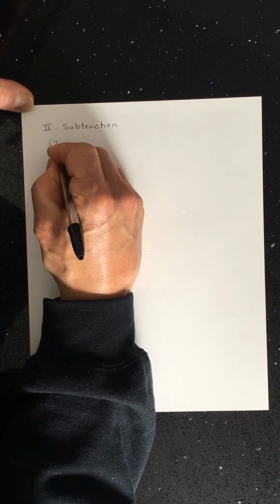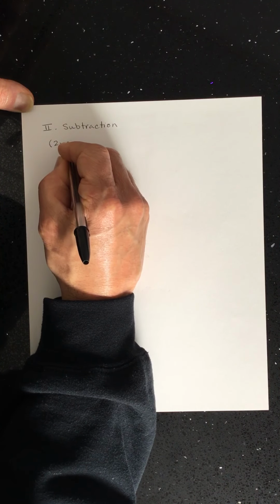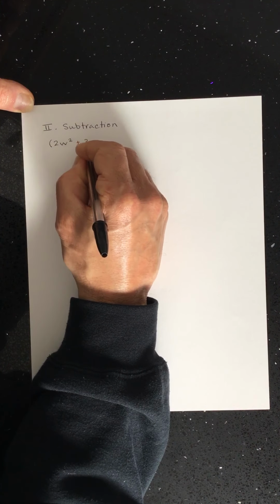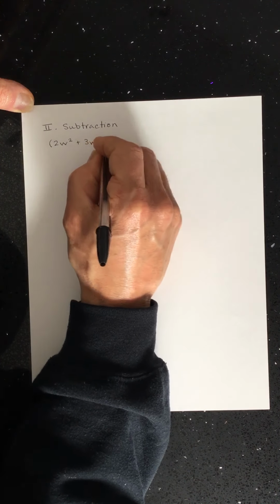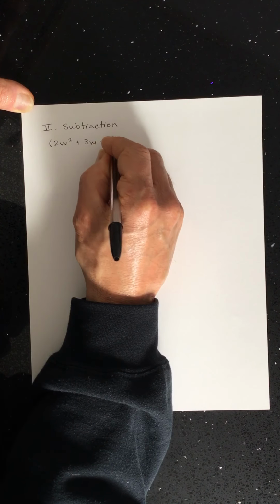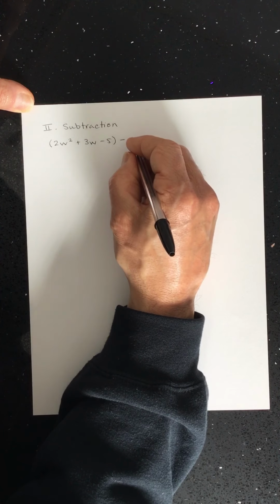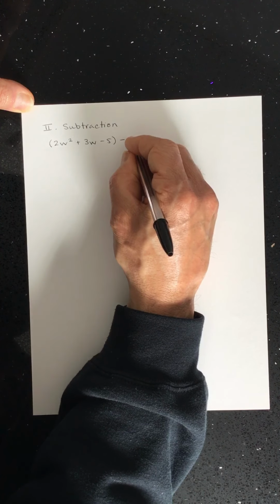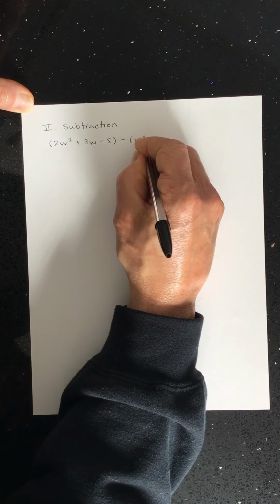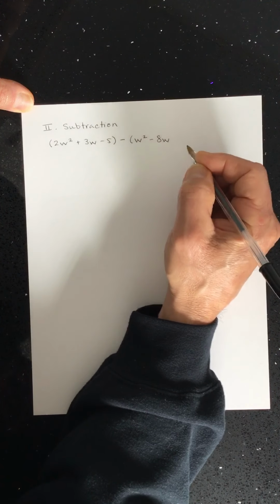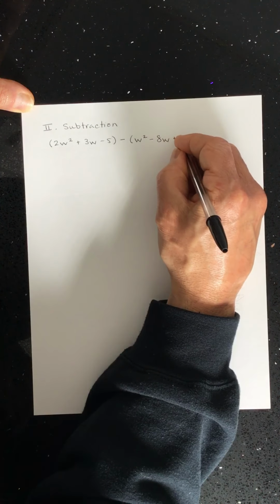So we have the quantity of 2w squared plus 3w minus 5 minus the quantity of w squared minus 8w plus 2.